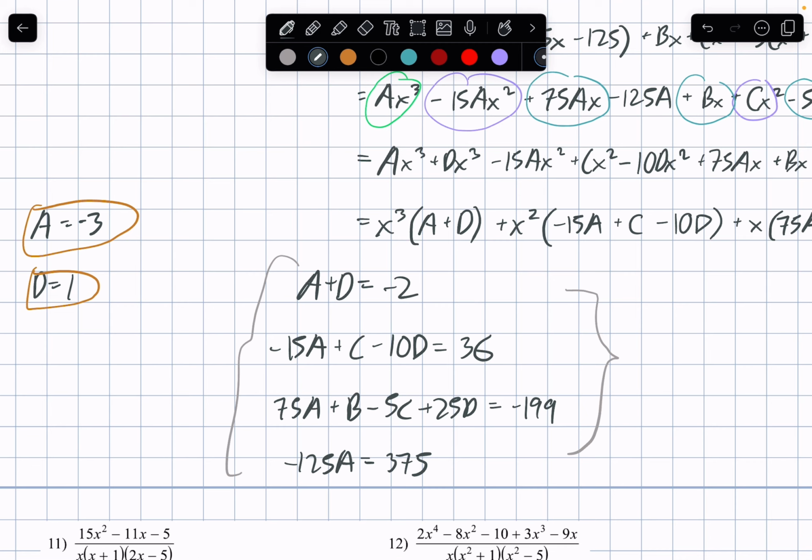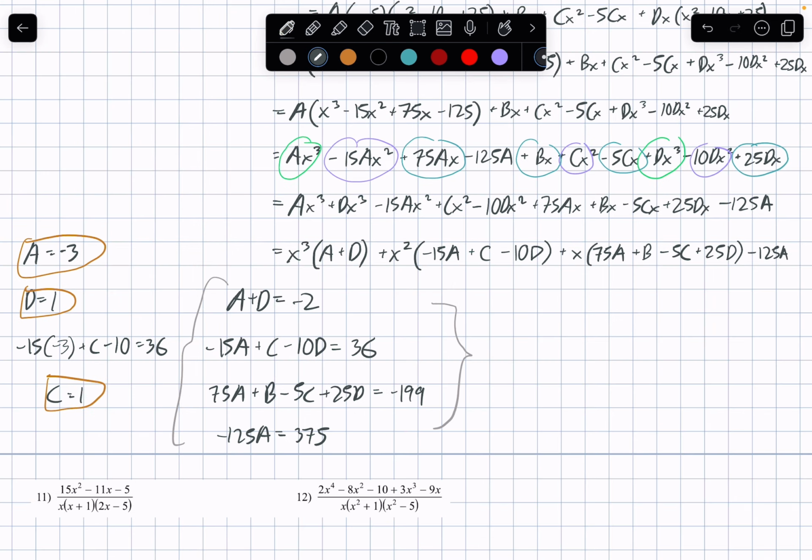A, C, D. Let's look for C. Negative 15 times A plus C minus 10 is equal to 36. C is equal to, okay, so 45, 35, the right side, 1. C is equal to 1. A, B, C, D. Okay, I think we found everything already.